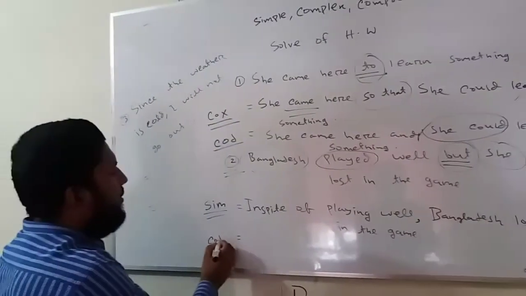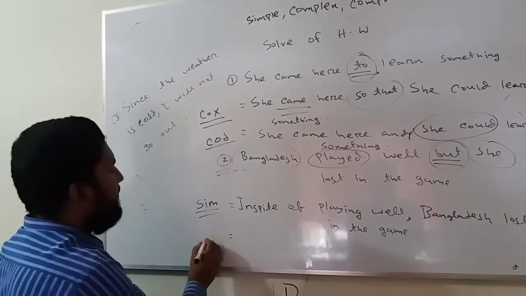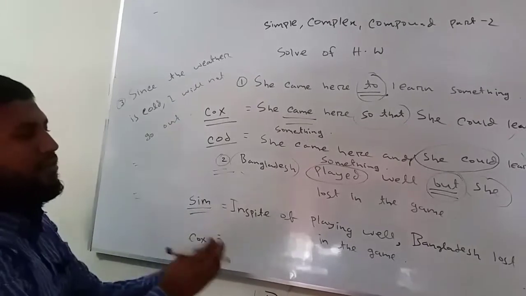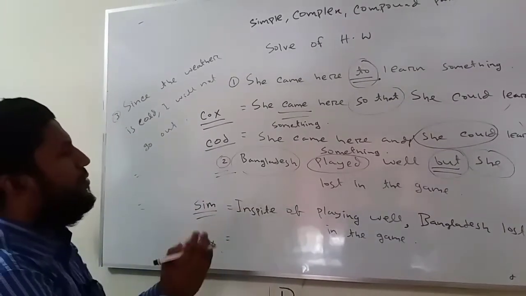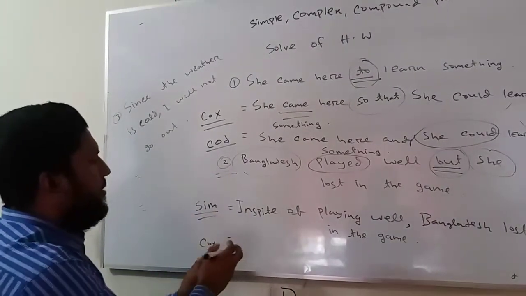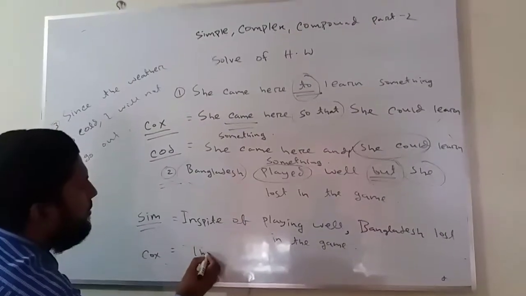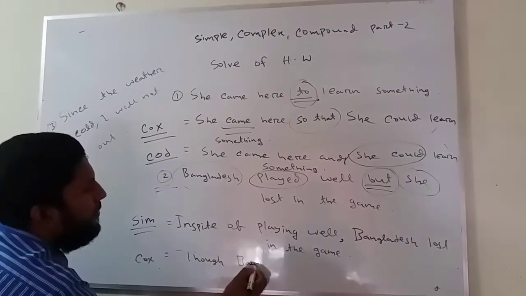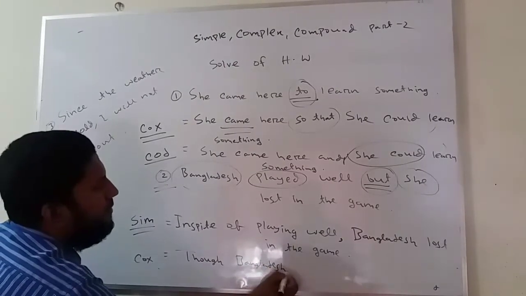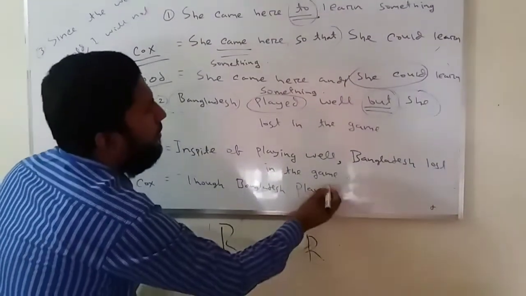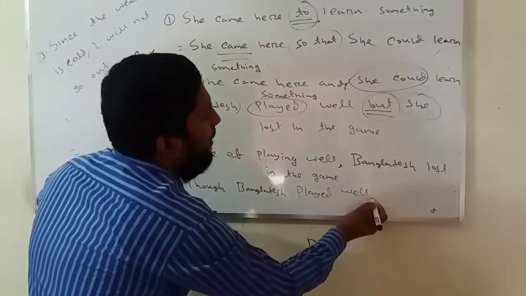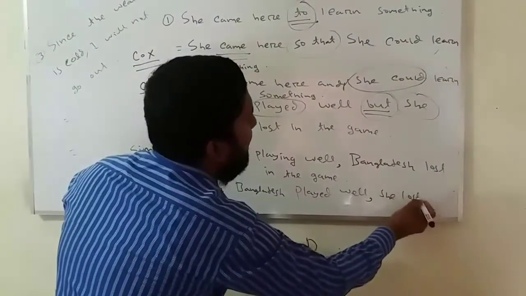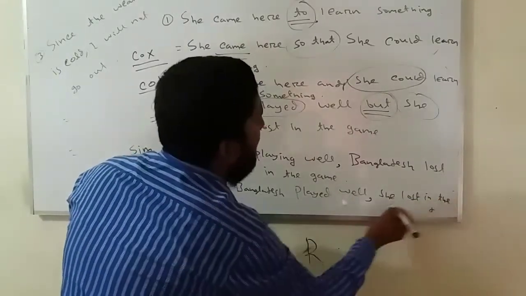In complex, you can write instead of "but," "though" or "although." You will have to use though or although first. So write though Bangladesh played well. Instead of "but," you will have to use a comma. She lost in the game.